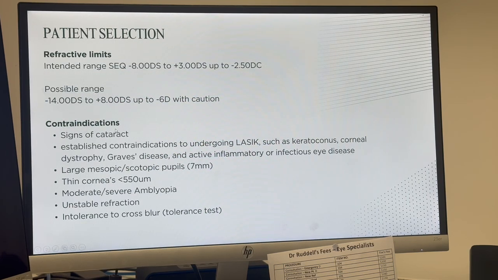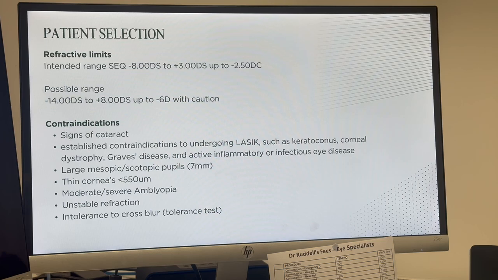Talking about contraindications, pretty similar to other LASIK contraindications. So we're looking at thinner corneas, any previous corneal dystrophies, keratoconus, PMD, any of that kind of thing. Any active inflammatory or infectious diseases. If they've got amblyopia, moderate to severe, generally that will give them poor results because it is a binocular vision-based procedure. Again, unstable refractions: if you've got a refraction that's changing or progressing quite rapidly, generally not a good candidate as well.